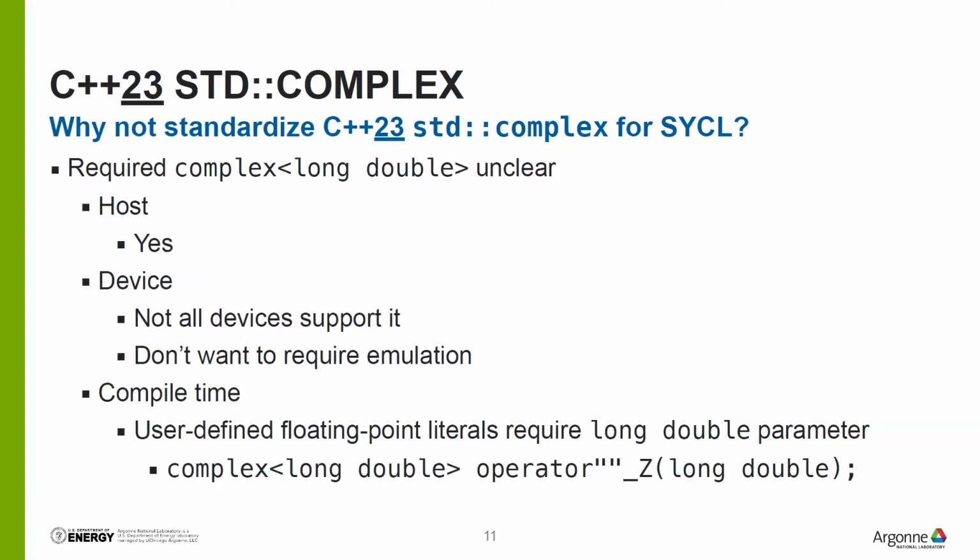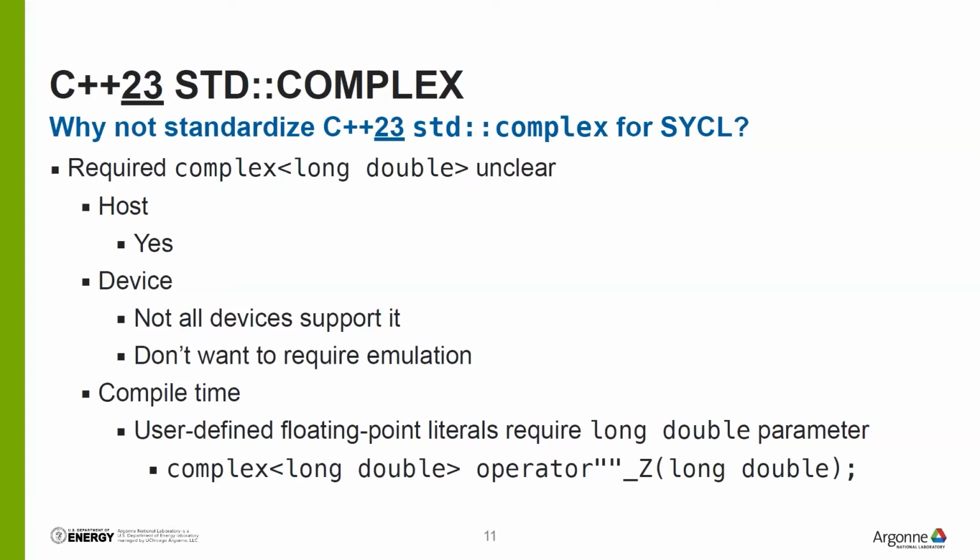Another thing, as part of standardization, that we don't quite have clear is there's really three things, right? Is it supported on the host? Is it on the device? And is it at compile time? And that's a different thing than either the host or the device. And on the device, we don't want to require emulation. It would go slow, a lot of people aren't going to want it, and it's a lot of work for implementers. And if we're making implementers do work, they should have customers that want the feature.